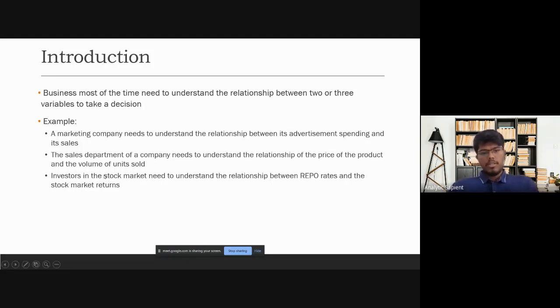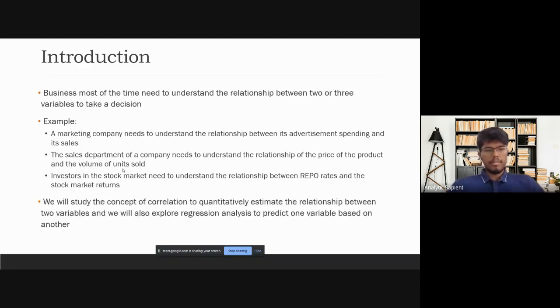And an investor in the stock market might need to understand the relationship between repo rates and the stock market returns. Repo rates are the ones which RBI gives so that banks could borrow from RBI. So all these are important, and there are many other use cases for understanding the different relationships between variables. So we will study the concept of correlation first, before understanding regression to quantitatively estimate a relationship between these variables, and also explore linear regression.